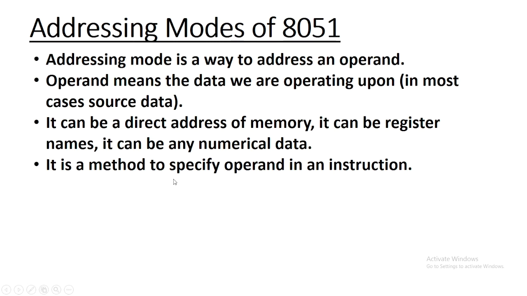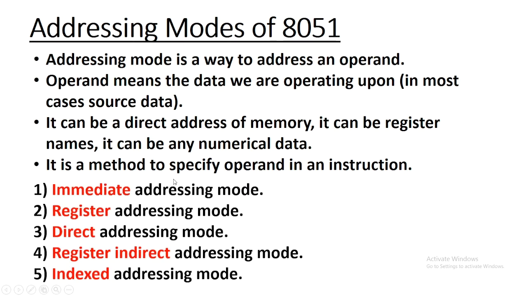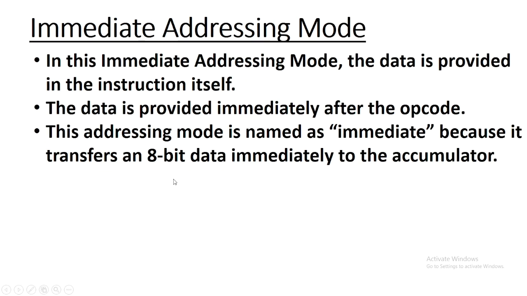So according to how operands are specified in the instruction, there are types of addressing modes in 8051. In 8051, there are 5 addressing modes: immediate addressing mode, register addressing mode, direct addressing mode, register indirect addressing mode, and index addressing mode. We will see those addressing modes one by one.